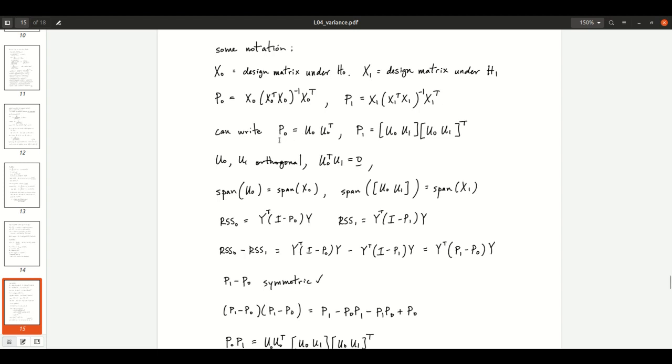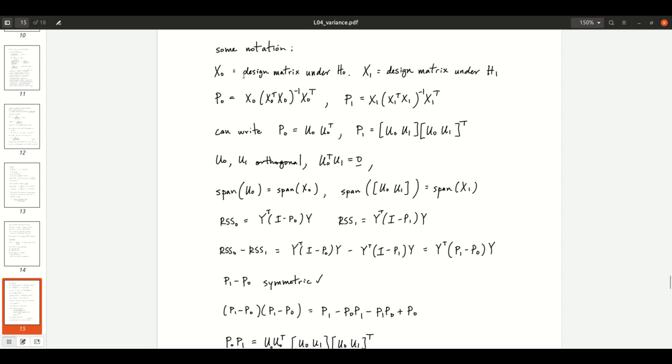So we can write P0 as U0 U0 transpose, where U0 obviously has n rows, but it has a number of columns equal to the rank of X0. And the columns of U0 span the same space as P0, and they're orthogonal.